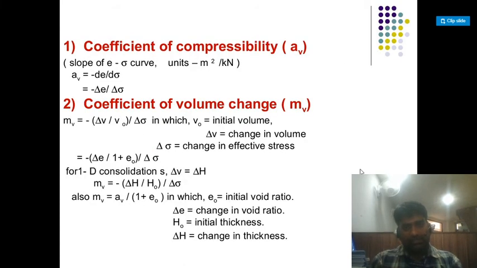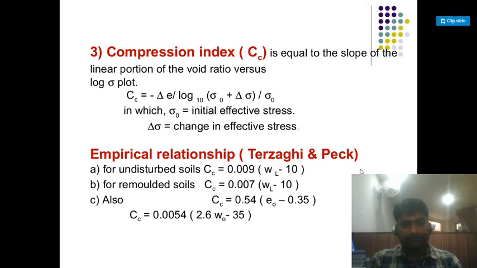where delta V is change in volume, delta sigma is change in effective stress, e naught is initial void ratio, delta e is change in void ratio, H naught is initial thickness, delta H is change in thickness. Compression index Cc is equal to the slope of the linear portion of the void ratio versus log sigma. Cc is equal to minus delta e upon log base 10 of sigma naught plus delta sigma upon sigma naught, in which sigma naught is initial effective stress, delta sigma is change in effective stress.